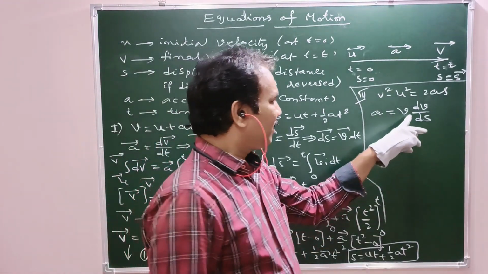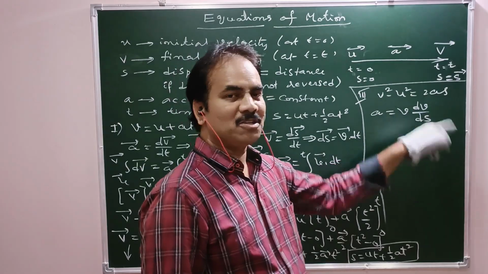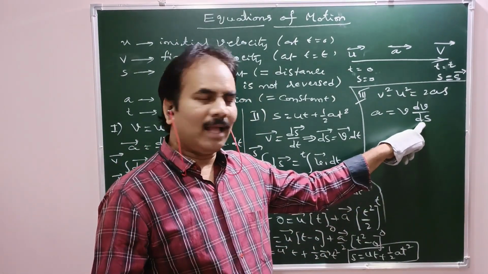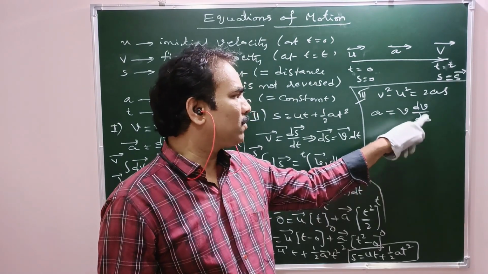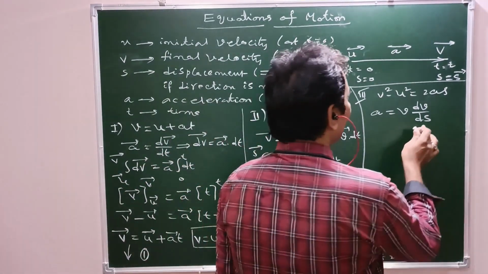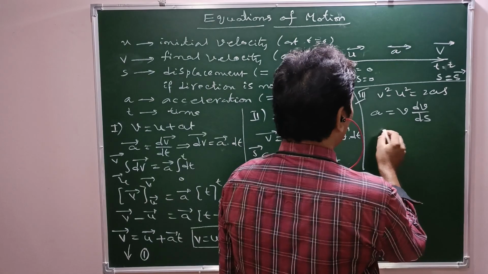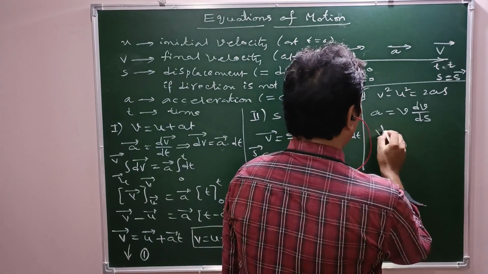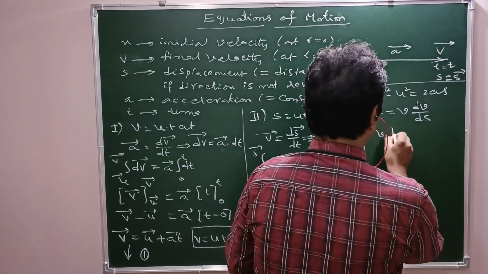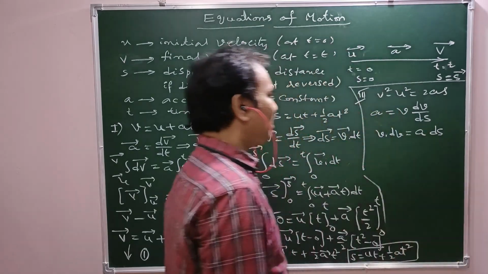So what is the significance of this relation? Within every ds, what is the change in velocity? dv. So in every ds, I am covering every ds, the change in velocity would be dv. That is the significance of that relation. It implies, on cross multiplication, v into dv equal to a into ds.